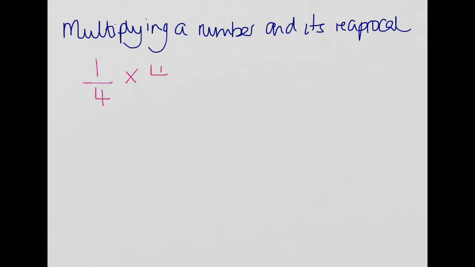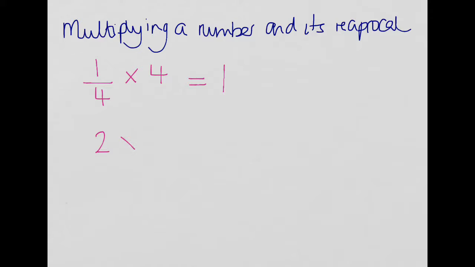It's 4. Well, I know 4 times 1/4. Think about a cake. That's equal to 1 whole. Right. So 1/4 times 4 is 1 whole. Right, let's try another one.